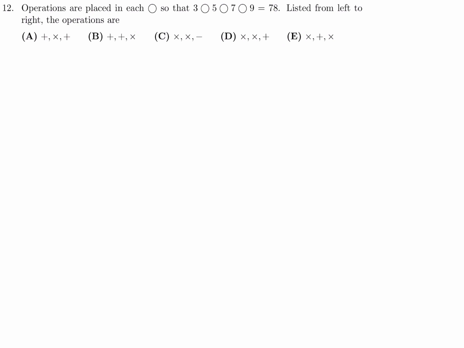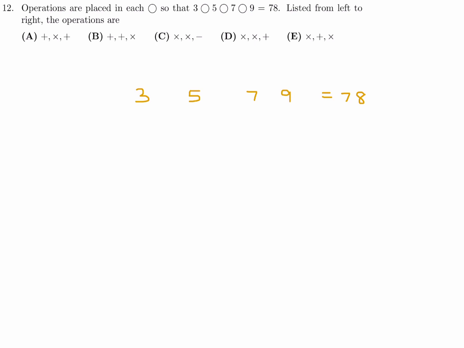Operations are placed in each circle so that 3, circle 5, circle 7, circle 9 is equal to 78. Listed from left to right, the operations are... So we have to fiddle around with this and see what we get. So we've got 3, 5, 7, 9 is equal to 78.